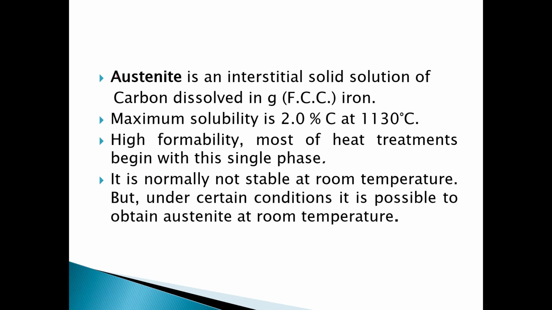Austenite: it is an interstitial solid solution of carbon dissolved in gamma iron, that is FCC. Maximum solubility is 2.0% at 1130 degrees Celsius. High formability. Most heat treatments begin with this single phase. It is normally not stable at room temperature, but under certain conditions it is possible to obtain austenite at room temperature.